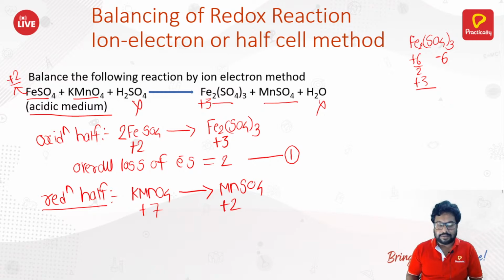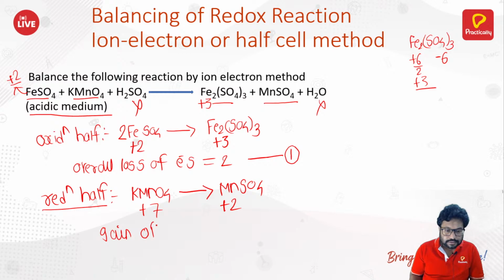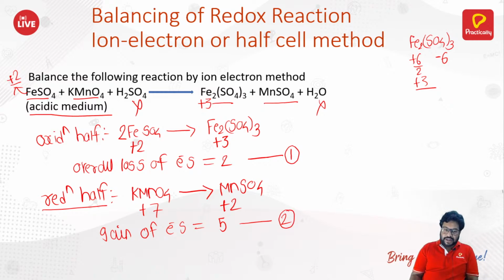Okay, now the reduction half. Here you have a gain of electrons. No need to write overall here because you've got a single atom. How many? Going from +7 to +2, that means the gain of electrons is equal to 5. And that is your equation number 2. So, gain and loss of electrons should be the same, and that is why equation number 1 has to be multiplied by 5 and equation 2 has to be multiplied by 2.